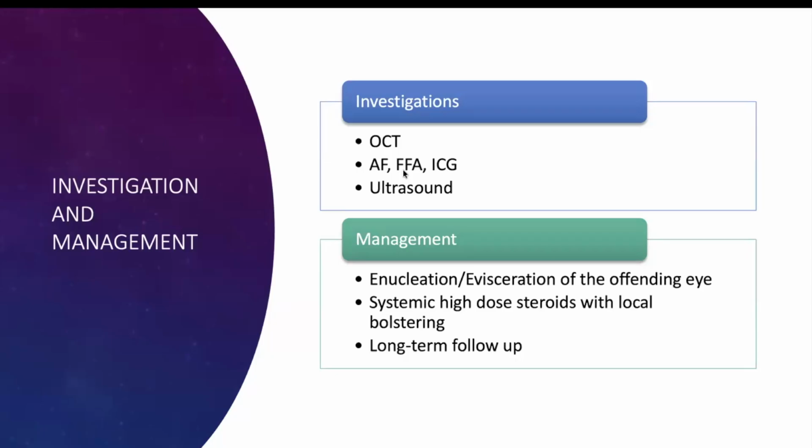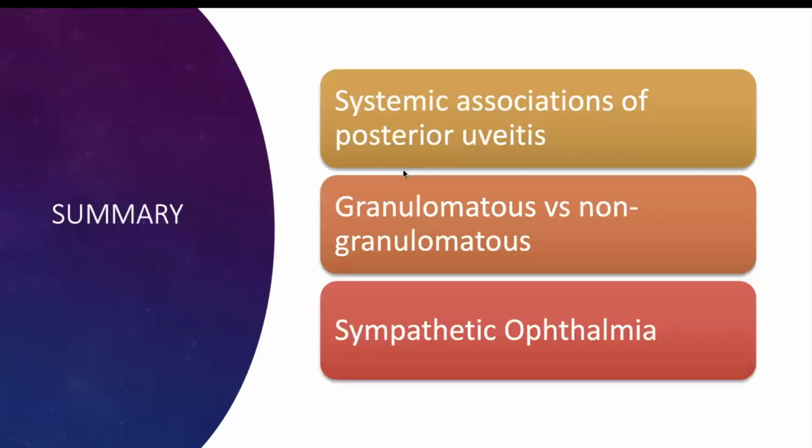So systemic high dose steroids, potentially even pulsing them. And then you're also going to bolster that locally with topical steroids, maybe some intravitreals as well to the eye itself. And these are patients that are going to need long-term follow-up because they can recur. And sometimes that recurrence can happen years down the line. It doesn't necessarily have to happen straight away.